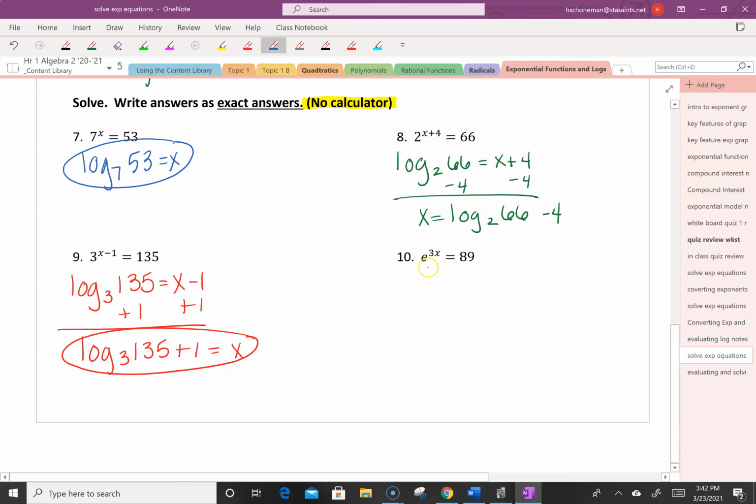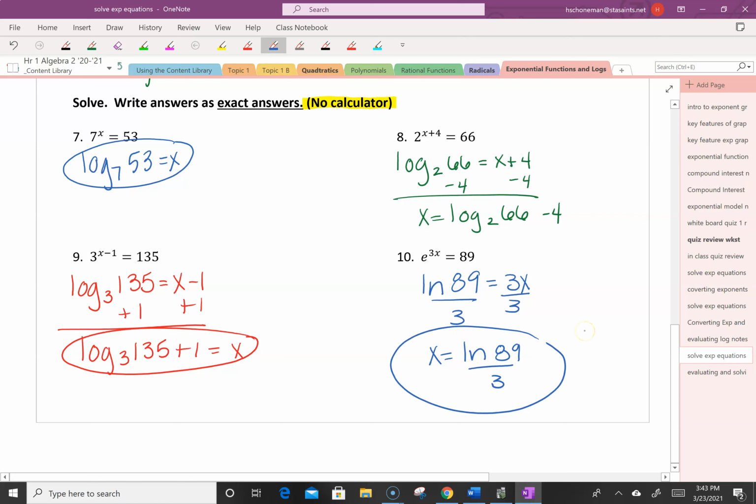Okay, last but not least, number 10. Now, when I rewrite this, it'd be log base e, but we don't write log base e. When it's log base e, we write the natural log of 89 equals 3x. And then to solve, we divide both sides by 3. So x equals the natural log of 89 divided by 3, and that's our final answer as an exact answer.